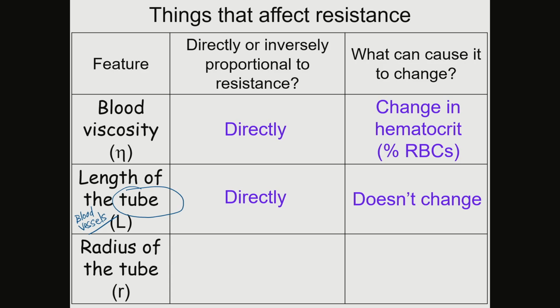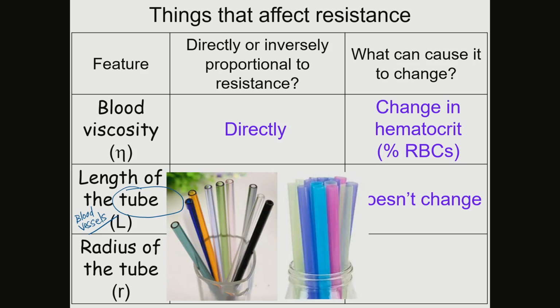Then we have the radius of the tube, which is little r. And here's my example. You've got a little teeny straw or a big straw, meaning a straw with a small radius or a straw with a big radius. Which one is easier to drink that milkshake from? Yeah, the straw with the big radius, right?